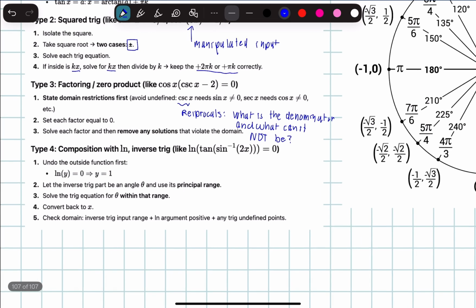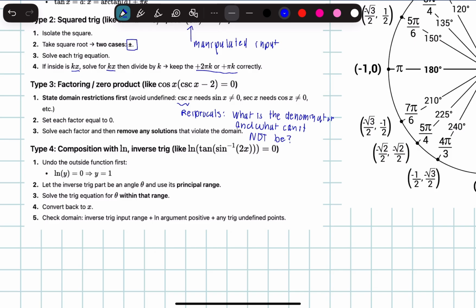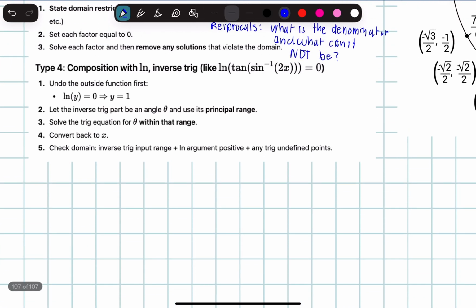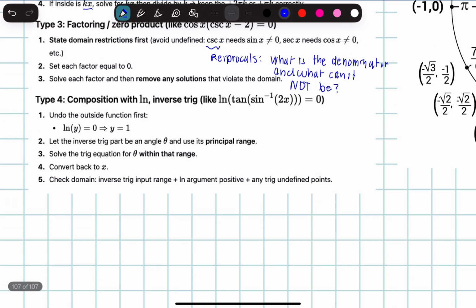So now, composition with ln and inverse trig. For example, ln tan sine inverse of 2x. So what you're going to want to do is undo the outside function first, with ln of y is equal to 0, and then you have y is equal to 1. So now let the inverse trig be an angle theta and use its principal range. Now solve the trig equation for theta within that range, and then convert back to x. Then check the domain of the inverse trig input plus the ln argument and any trig undefined points. So yeah, let's start off with this.